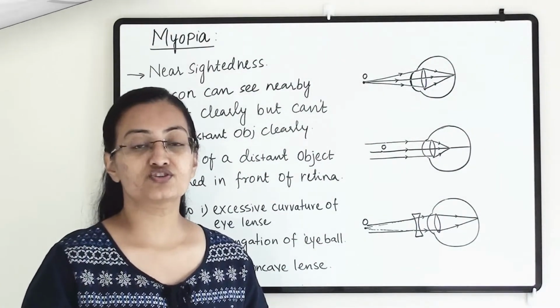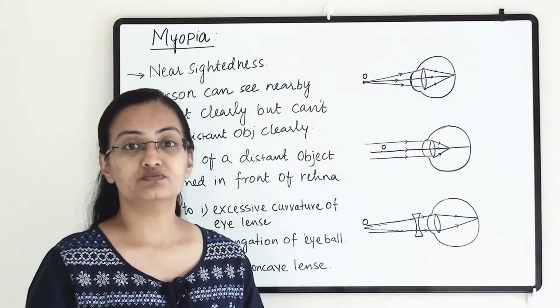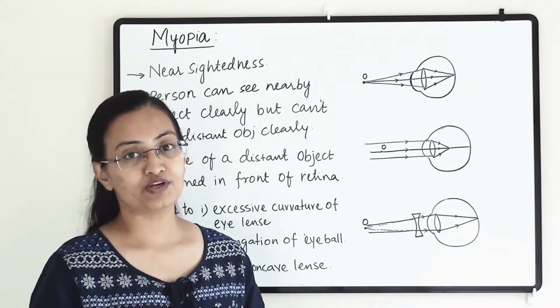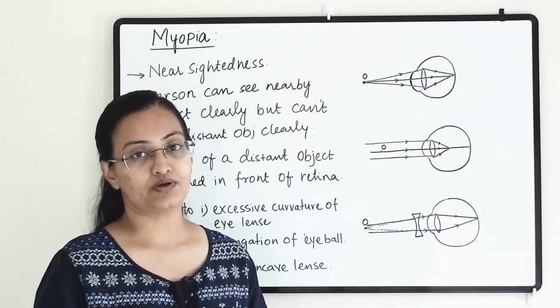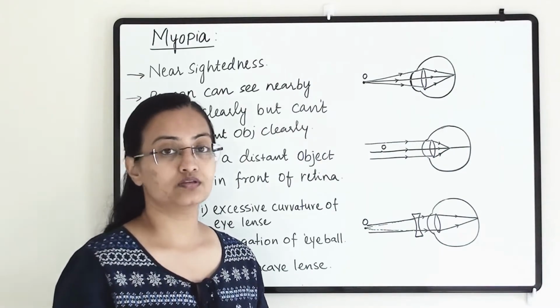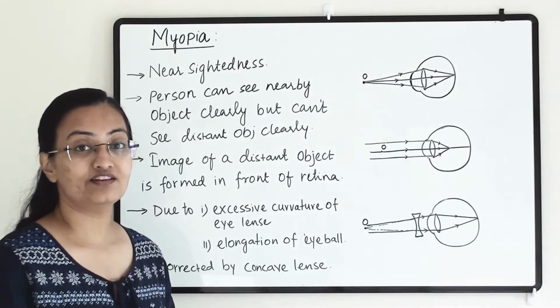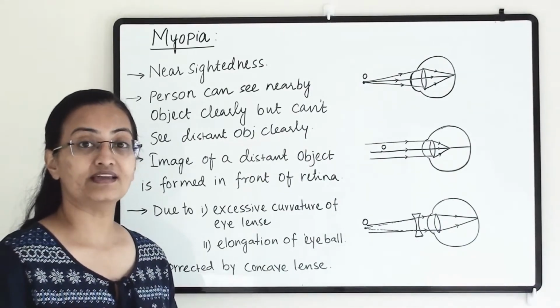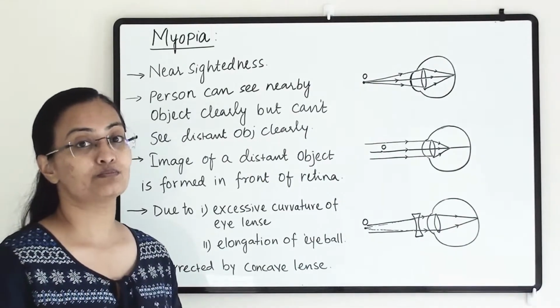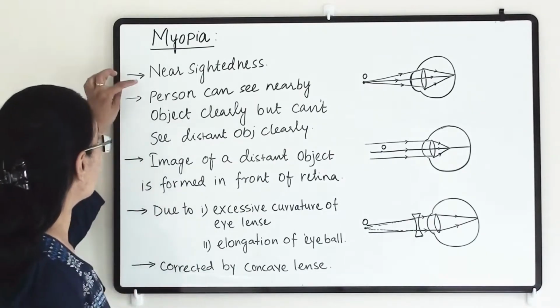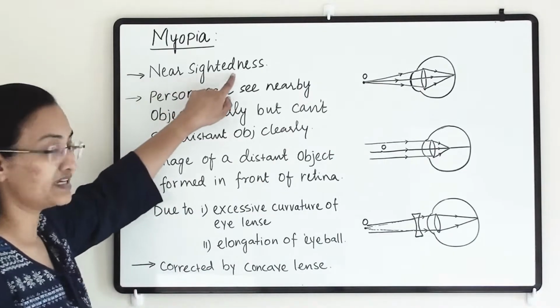The three defects of the eye. First is myopia, second is hypermetropia, and third one is presbyopia. So let us start with myopia. Myopia is also known as a defect related to the eye, and that eye is also known as a myopic eye. The other name of myopia is nearsightedness.